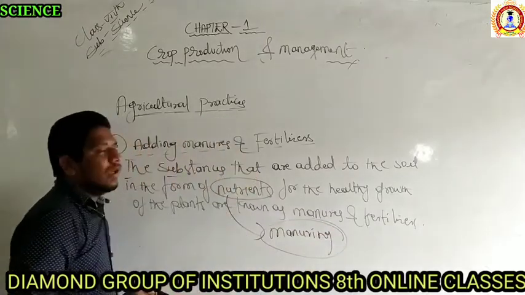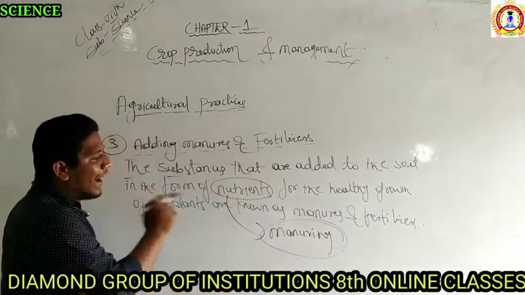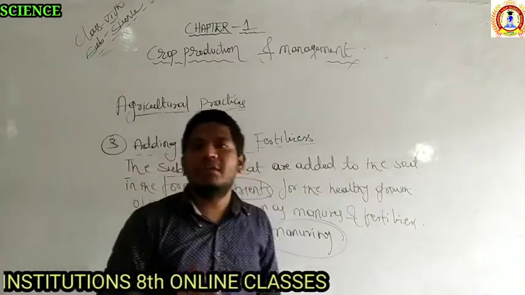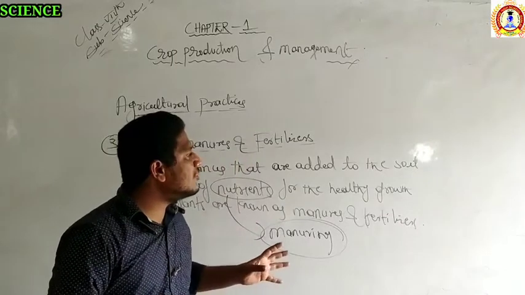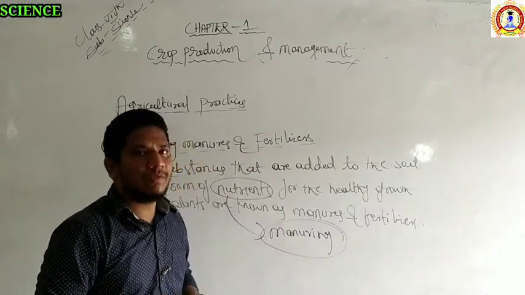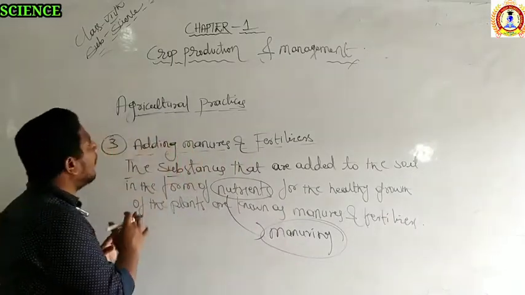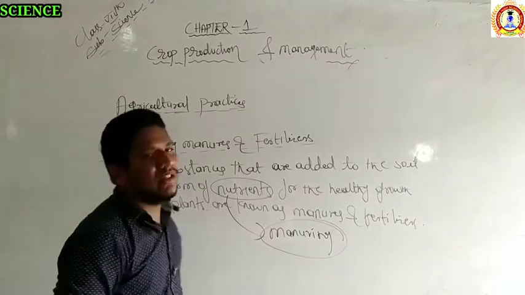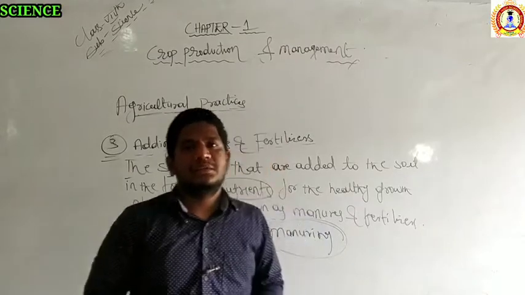So the farmers have to add manure for the healthy growth of the plant. Otherwise, the crops will not be as healthy as we expect. That's the reason it is a very important agriculture practice. That is the third one, the adding of manures and fertilizers.